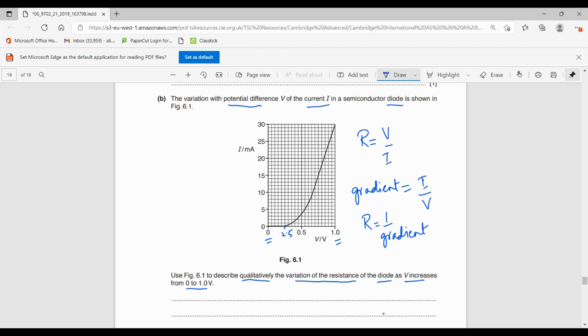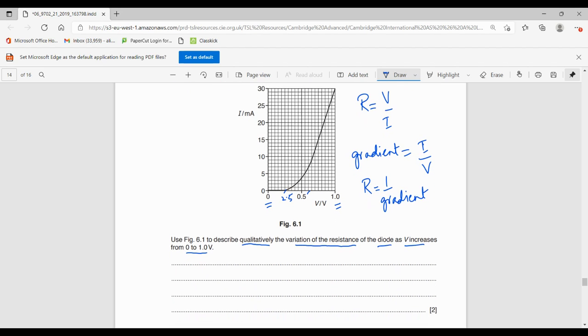After 2.5 volts, we can see that the gradient of the graph has started to increase, and the graph is a bit of a curve. The gradient is not constant, it is increasing. So we can say that after 2.5 volts, the resistance starts to decrease. As the PD increases, the current starts to increase as well. And roughly after 0.65 volts, the resistance becomes almost constant because the graph becomes a straight line, which means a line with a constant gradient.